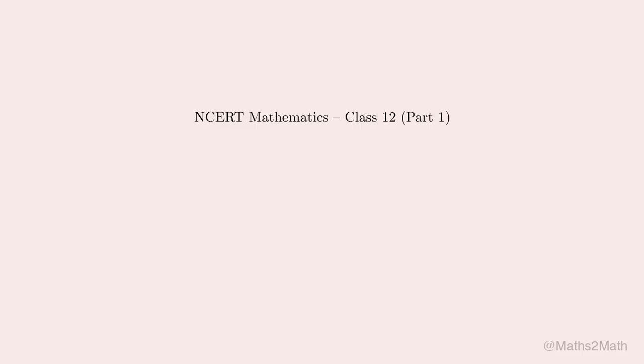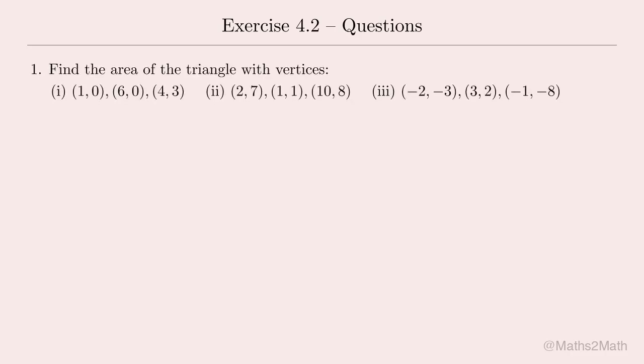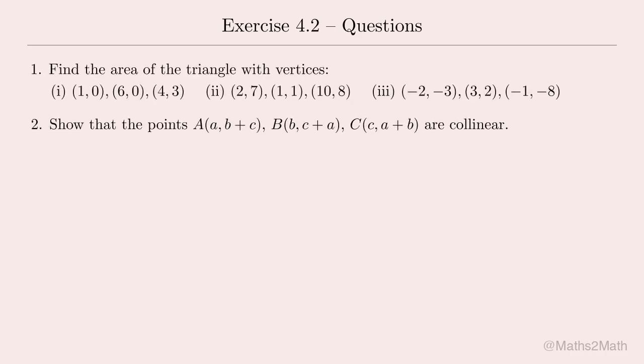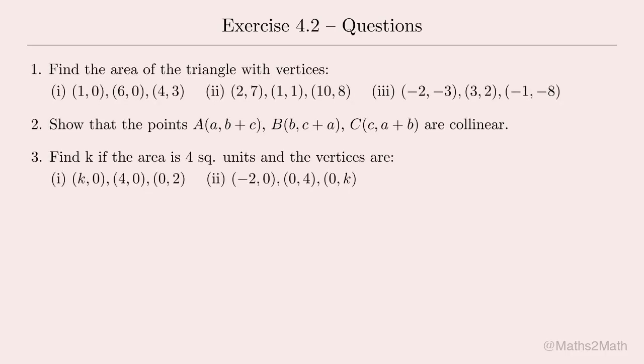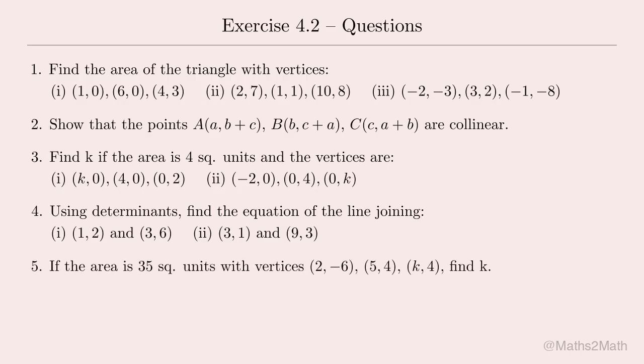In this video, we are solving every question of exercise 4.2 of Chapter 4, Determinants, from the NCERT Mathematics textbook for Class 12, Part 1. Exercise 4.2 applies determinants to geometry: areas of triangles, collinear points, unknown vertices from a given area, and equations of lines. 5 questions.